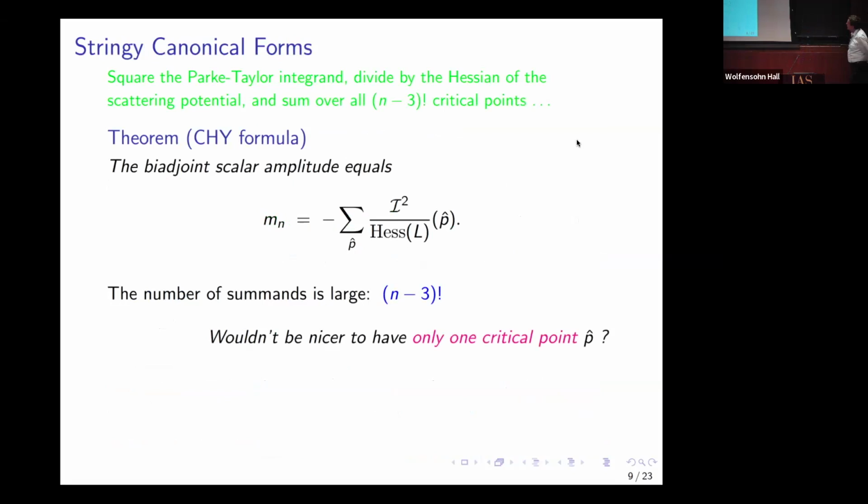Now, how about the amplitude? Well, the amplitude can be written in terms of these critical points.